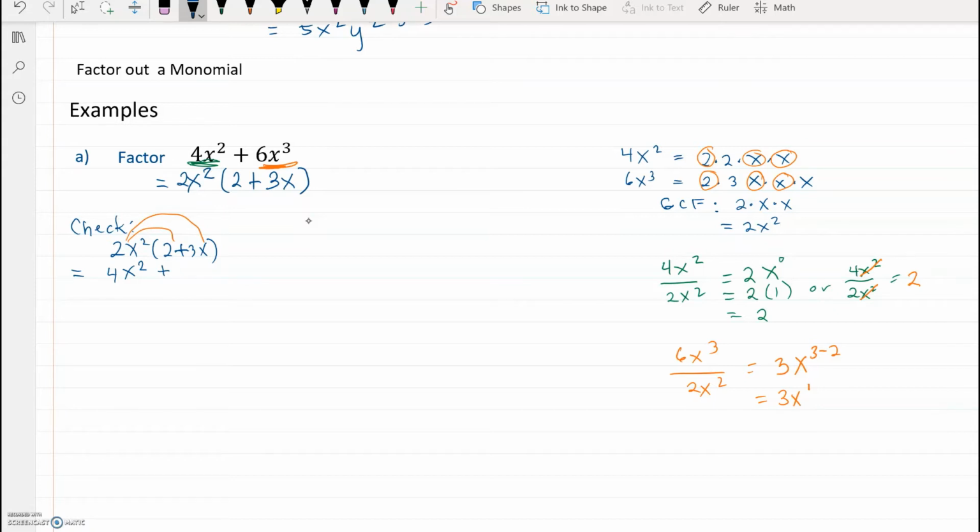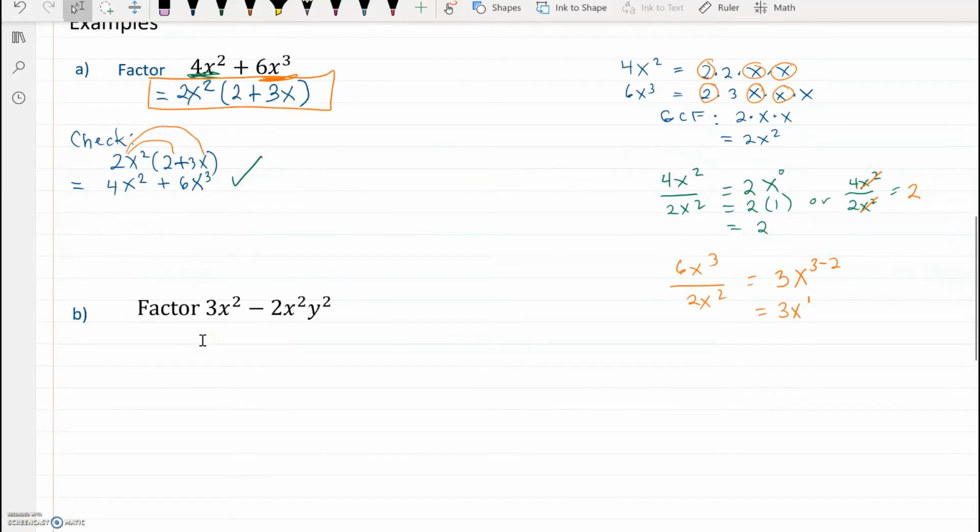I will begin with 2 times 3, 6. And then x squared times x. We add the powers. What's 2 plus 1? 3. So this is x cubed. So we got it right. It is the given. This is the original question. So that means the factors that I found earlier are the right factors for that given polynomial. Okay? So we're not only considering what the GCF is, but it's actually what two factors you multiply to get 4x squared plus 6x cubed.